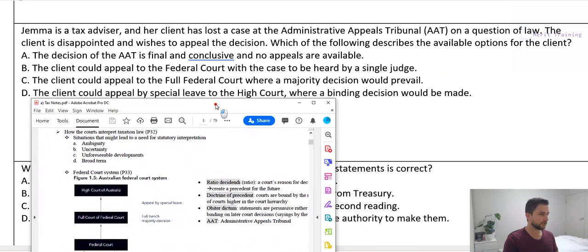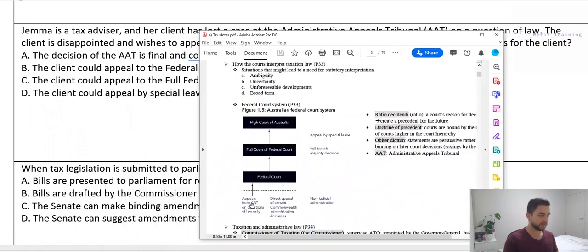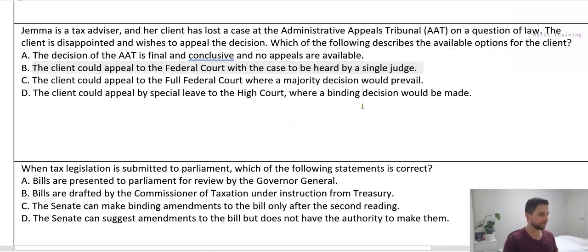And then D, the client could appeal by special leave to the High Court where a binding decision would be made. Again, that's incorrect. You don't skip all the way to the High Court. In fact, it's very rare for anything to go to the High Court. So clearly the answer is going to be B.